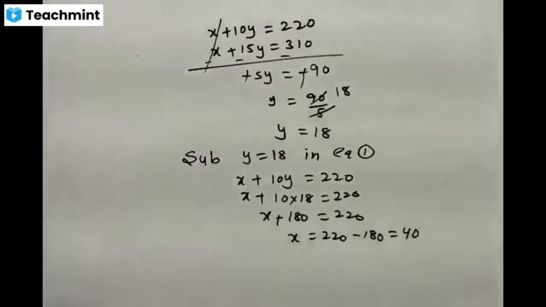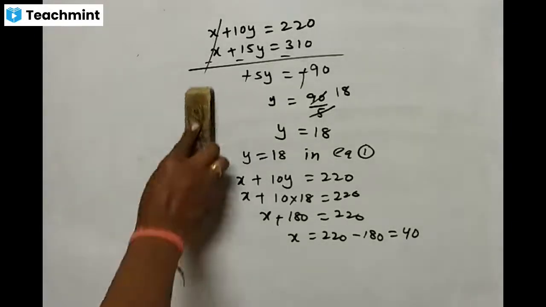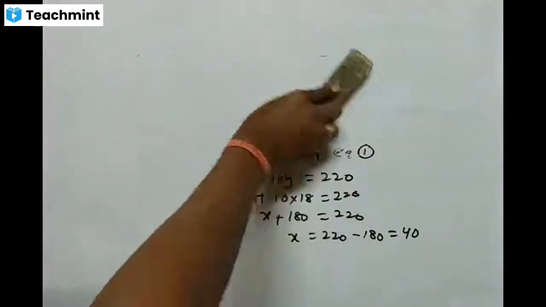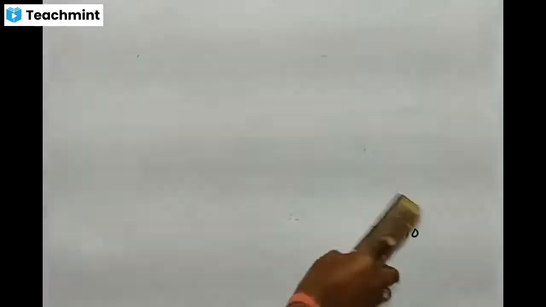Okay, next question. May I read, sir? Read the question. A fraction becomes 4 by 5 if 1 is added to both numerator and denominator. If, however, 5 is subtracted from both numerator and denominator, the fraction becomes 1 by 2. What is that fraction?